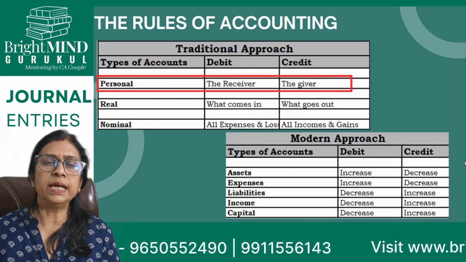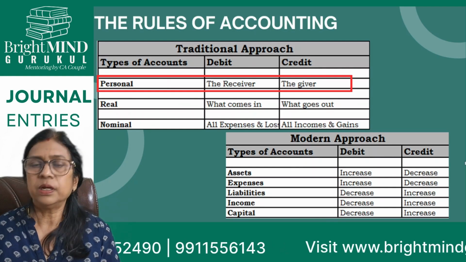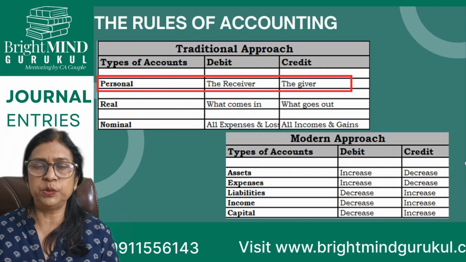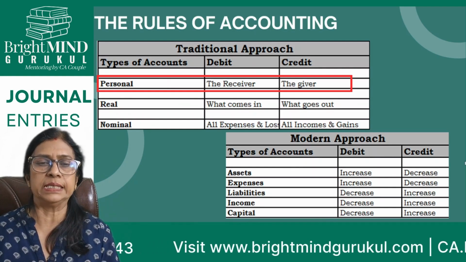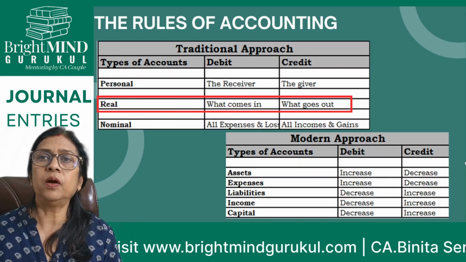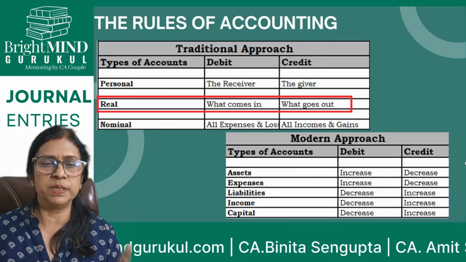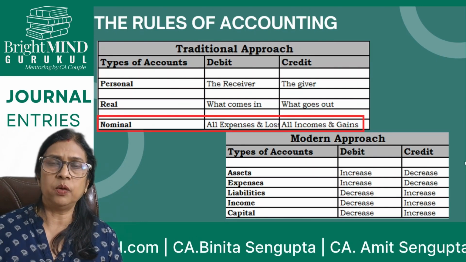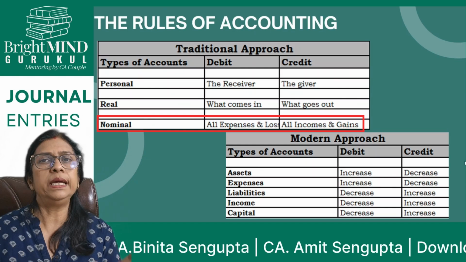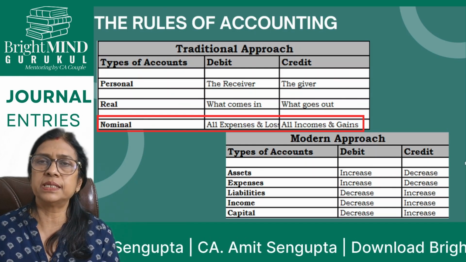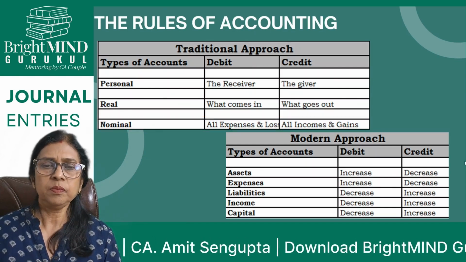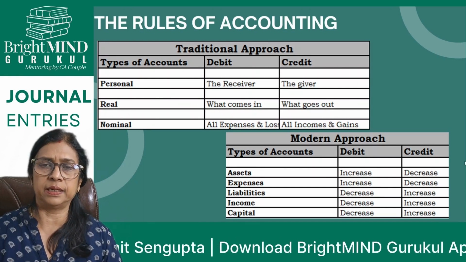Personal account, as the name suggests, deals with all the individuals, firms and organizations. The real account deals with all the tangible and the intangible assets of a business. And the nominal accounts include all the expenses, losses, income and gains. So this is how they are categorized.